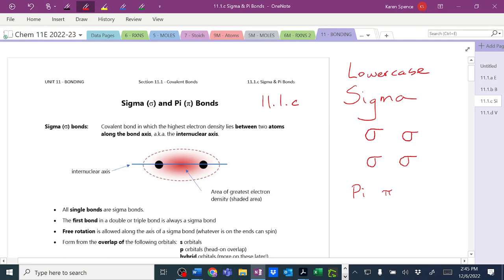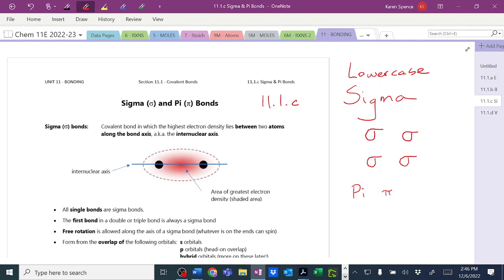So there are two different kinds of bonds. One is called a sigma bond, and one is called a pi bond. Sigma bonds are first bonds. Single bonds are always sigma bonds. It's nice that they sound similar, yes? Except that the first bond in a double bond is also a sigma. The second bond in a double bond is a pi. If you have a triple bond, the first bond is a sigma, the second bond is a pi, and the third bond is a pi.